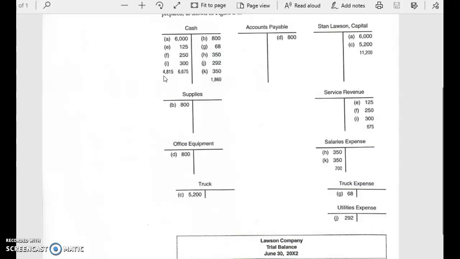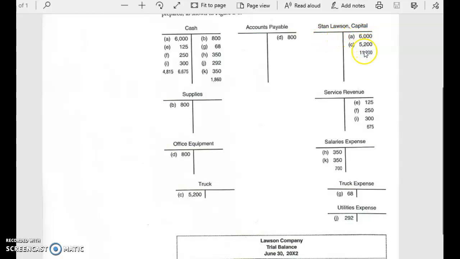We will do that for each of our accounts, but you notice the accounts that only have one entry, for example, supplies, office equipment, truck, accounts payable, truck expense, utilities expense. We don't have to foot those accounts because we can already tell what the balance is because they only have one entry. So the next one we will go to will be Stan Lawson Capital.